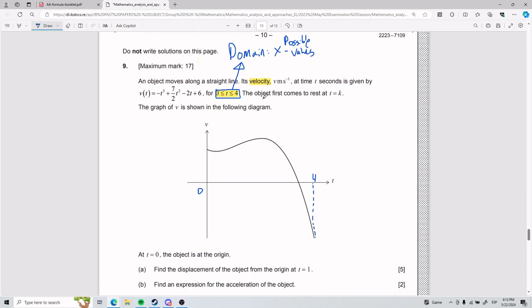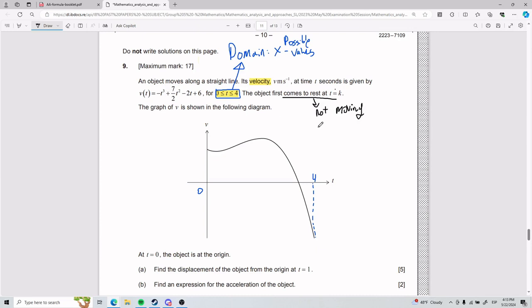They tell us that the object first comes to rest at t equals k, and that the graph of v is shown in the following diagram. Now, because this is an object moving along a straight line, correct? Then that means that when velocity equals 0, you guys, is when the object comes to rest. So when it comes to rest, it means that it's not moving. And so when is it not going to be moving?